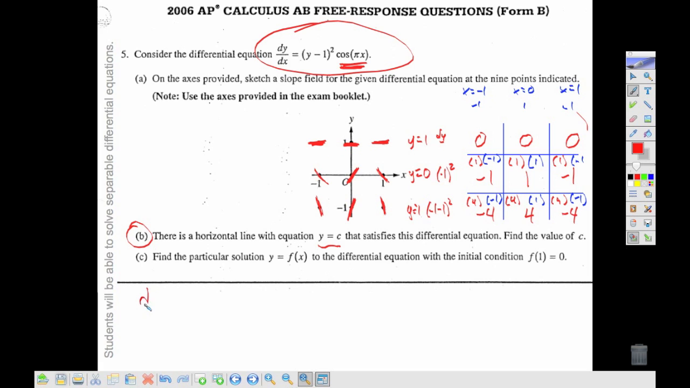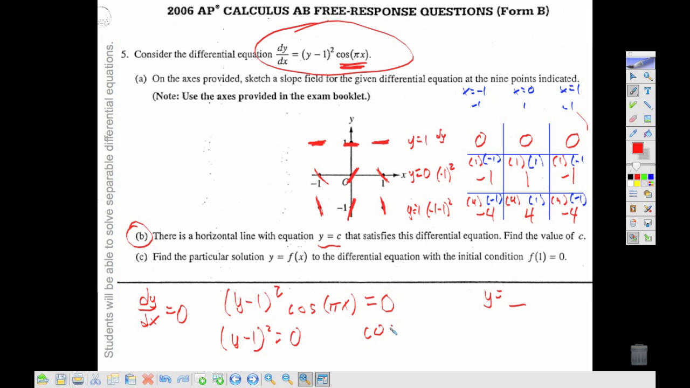So to be sure, we're looking for where our slope would be equal to 0. So we're looking for a horizontal line. Also remember that a horizontal line is going to have the equation y equals some number. So setting my dy dx equal to 0, that would mean that y minus 1 squared cosine of pi x, which is my equation, equal to 0. Since it's multiplication here, that means either the y minus 1 part is equal to 0 or the cosine of pi x part is equal to 0.